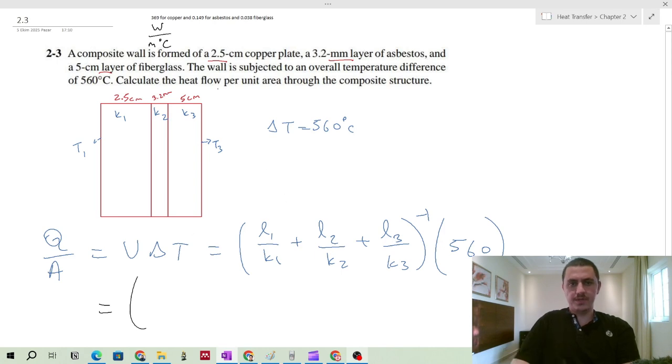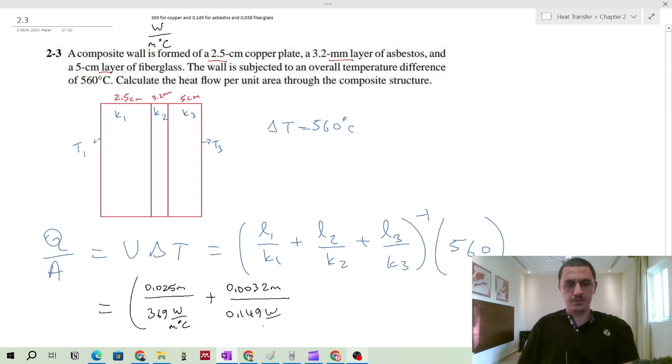So we should use meters because here it's given as per unit meter. L1 is just 0.025 meter over K1, which is 369. Okay, it's conductive copper. Then we have insulation layers, so watt per meter degrees Celsius, plus L2 is in millimeters, so 0.0032 meter over 0.149. So it's an insulating layer.